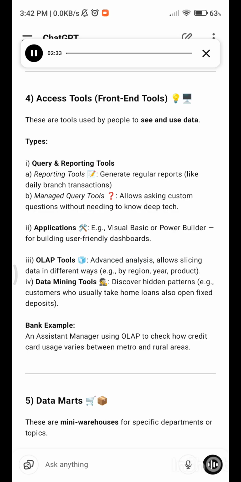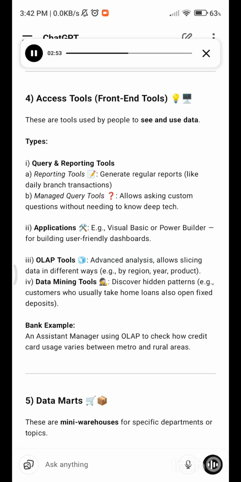Types: query and reporting tools. 1. Reporting tools generate regular reports like daily branch transactions. 2. Managed query tools allow asking custom questions without needing to know deep tech. 3. Applications, e.g., Visual Basic or PowerBuilder for building user-friendly dashboards.